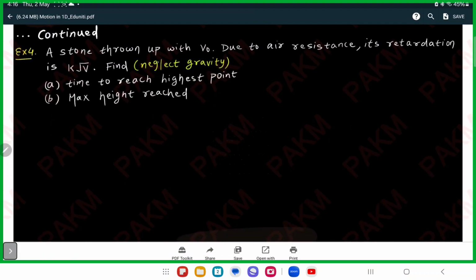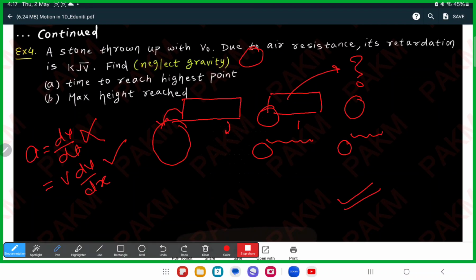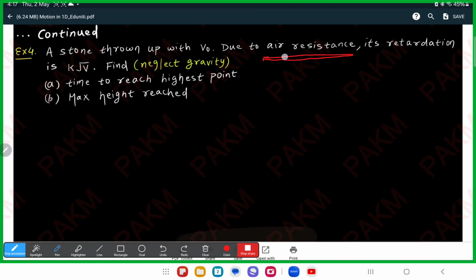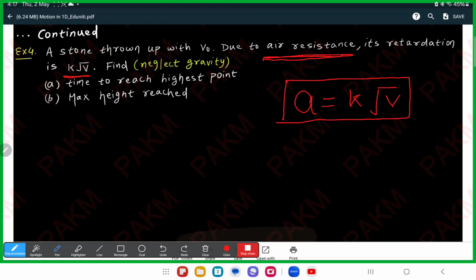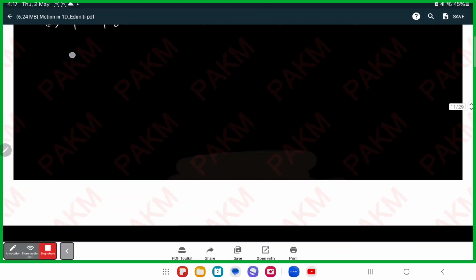A stone is thrown up with V naught, and due to air resistance, now this is important, in the previous question there was no resistance, now air resistance is there. Its retardation is given as k root v. Once again, this is a variable type of acceleration question. Find the time to reach the highest point and the maximum height it will reach. Once again, we cannot directly use the equations of motion, but we will use the variable type of equation to solve the question. So let's quickly see.